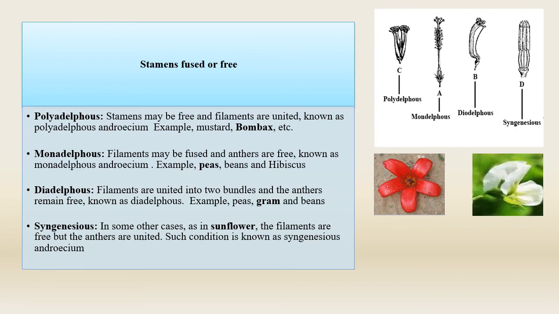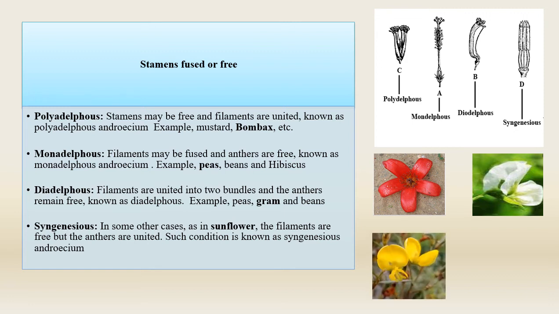Diadelphous. The filaments are united into 2 bundles and the anthers remain free, known as diadelphous stamens. For example, peas, gram, and beans. Syngenesious. In some other cases, as in sunflower, the filaments are free but the anthers are united. Such condition is known as syngenesious androecium.